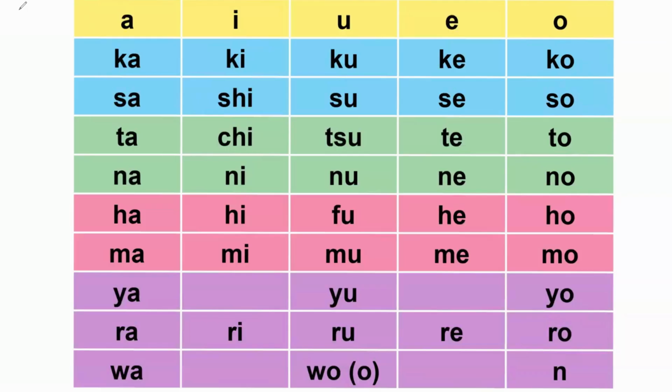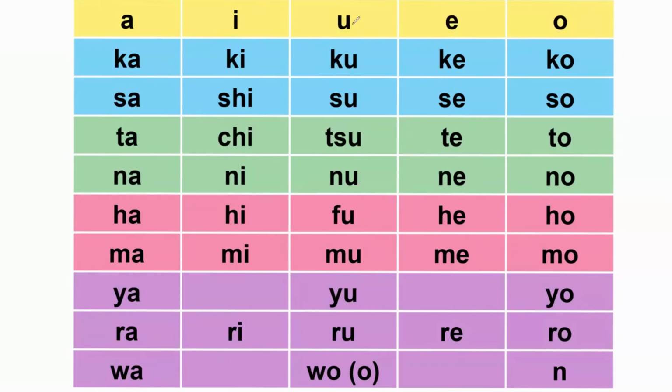So let's start. You can see all the characters are there on the screen. So we will go one by one. If you see the first row, we have all the 5 characters in this row, and this is the vowel row, right? The first character is A, which is pronounced as A. The second character is I, which is pronounced as E.